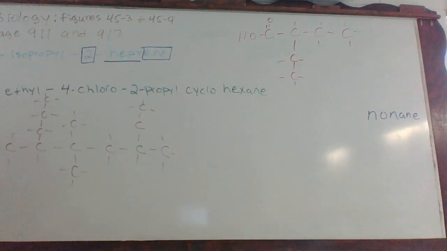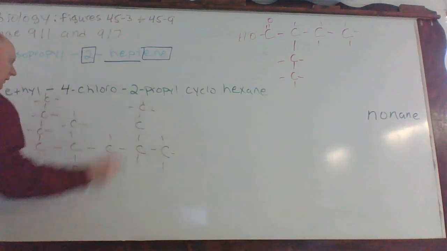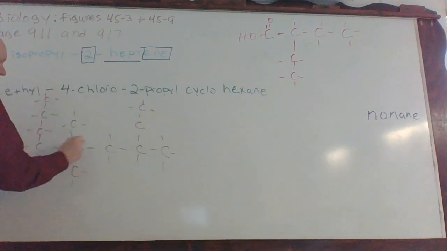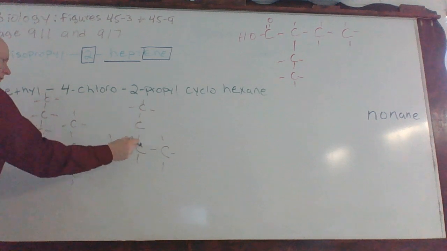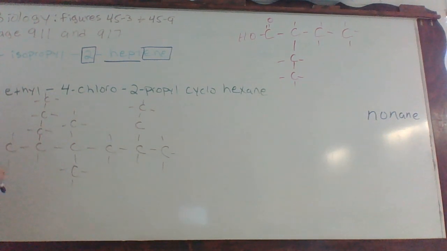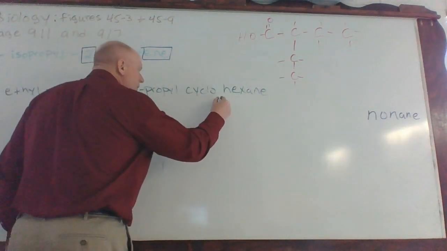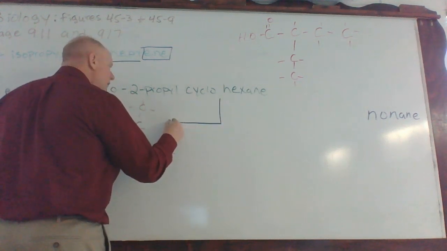Okay, so typically the first thing that you would possibly do, you might go 1, 2, 3, 4, 5, 6, 7, maybe. Well, 1, 2, 3, 4, 5, 6, 7, 8. That's not right. 1, 2, 3, 4, 5, 6, 7, 8, 9. Okay. So we have our nonane. So what we need to determine then is, does it go like that?